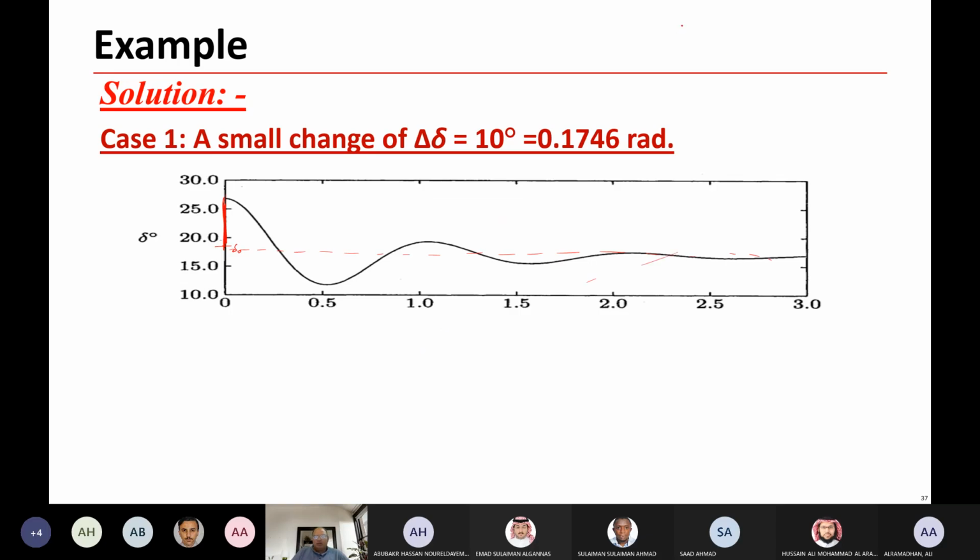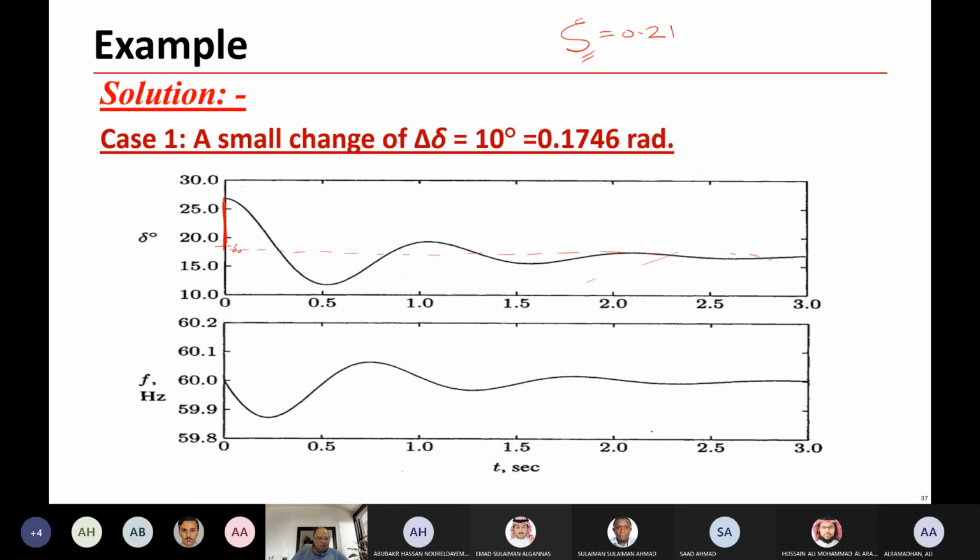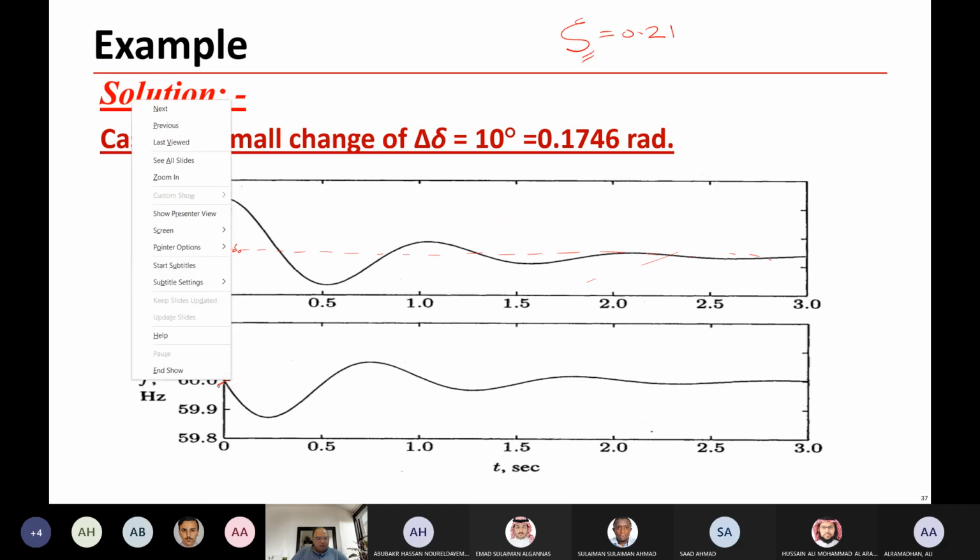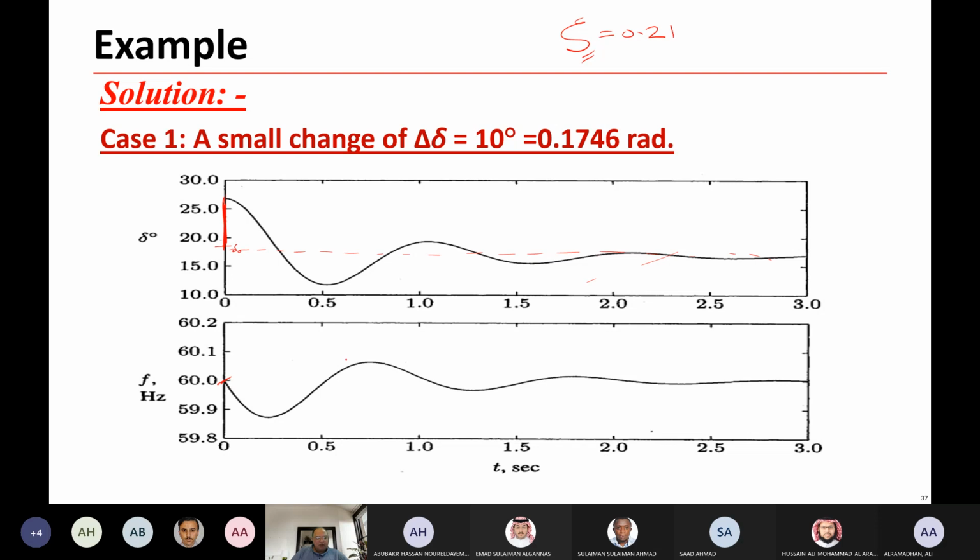Of course, we have damping. We expect this response actually. We expect the response to be stable, and we have zeta equal to 0.21 something. So we have positive damping, so the system is stable. So we expect that the oscillation will die out after some time. So this is delta 0 and this is F0, starting from 60 hertz initial, and then the frequency is oscillating as such. Of course, at the end it will go back to 60 hertz.